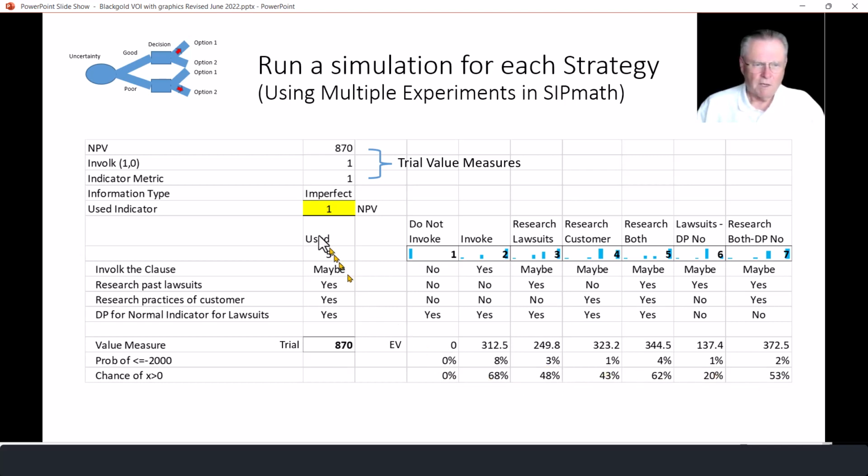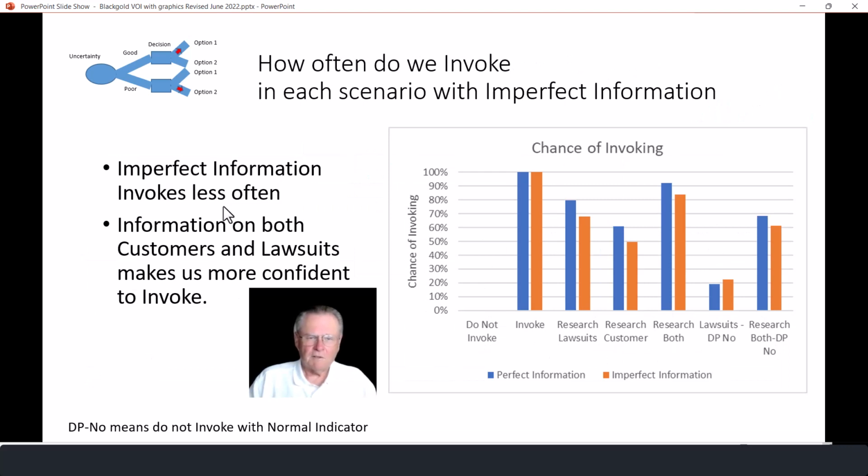And then I can also look at other value metrics, like how often do I invoke? So let's look at those 7 strategies. How often do I invoke? Well, if I don't invoke ever, it's a 0, right? And if I always invoke, it's 100%. Then this shows the perfect information and the imperfect information.